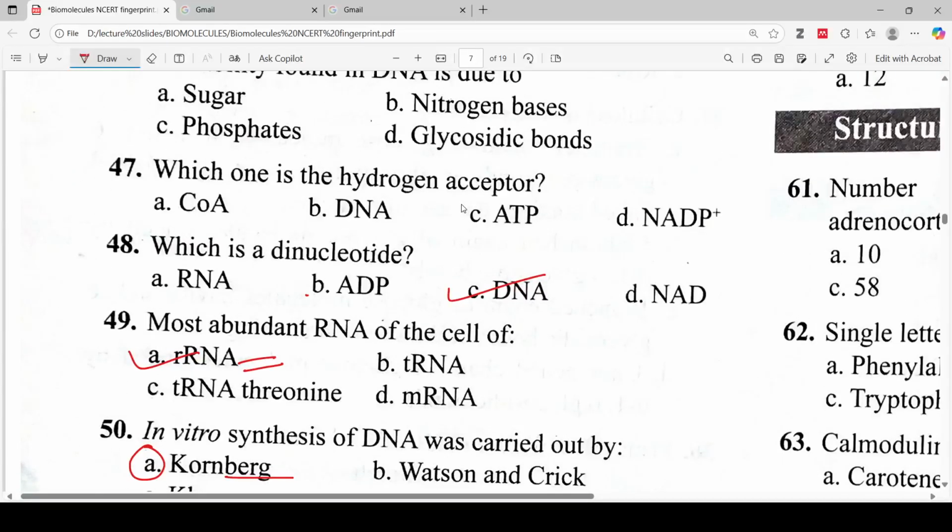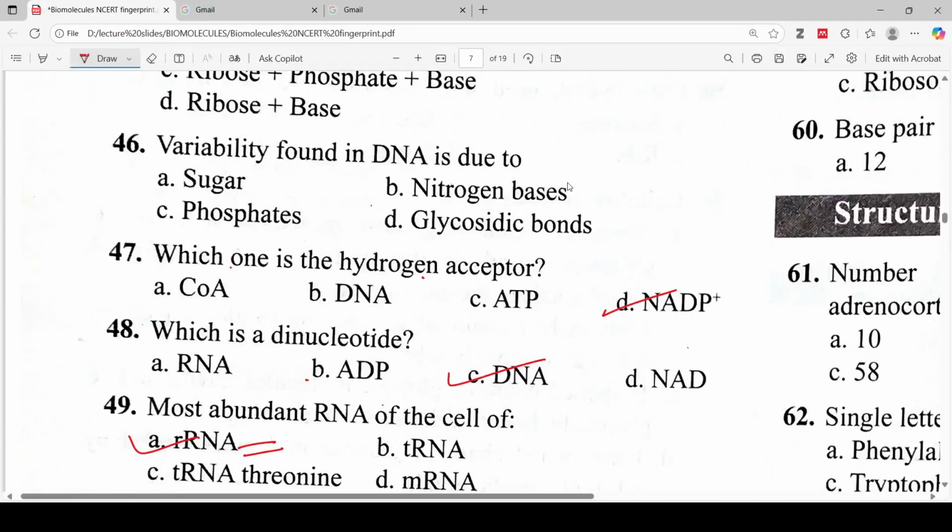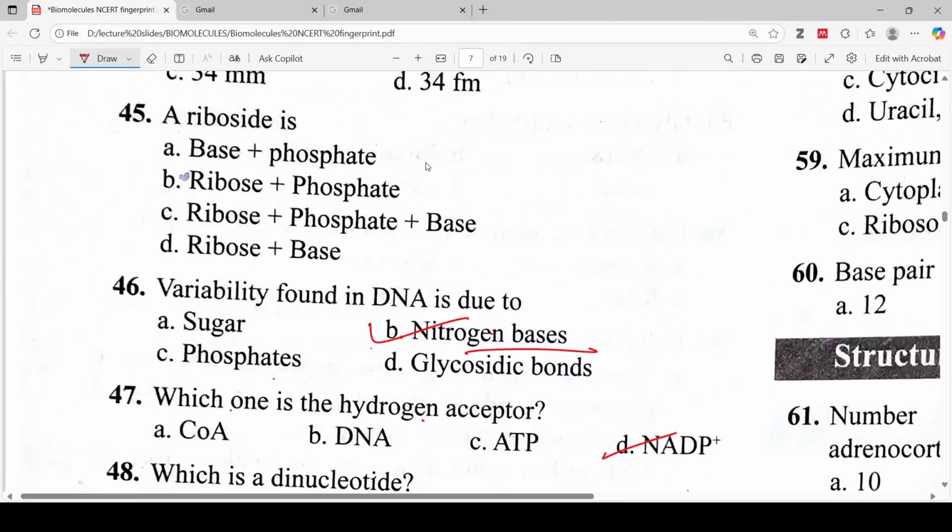Next question. Let's move to the next. Which one is the hydrogen acceptor? So the hydrogen acceptor will be option D. Next question. Variability found in DNA is due to sugar, phosphate, nitrogen base, and glycosidic bond. So the correct answer will be option B, nitrogenous base. Riboside is base plus phosphate, ribose plus phosphate, ribose plus phosphate plus base, ribose plus base. So D will be the correct answer.